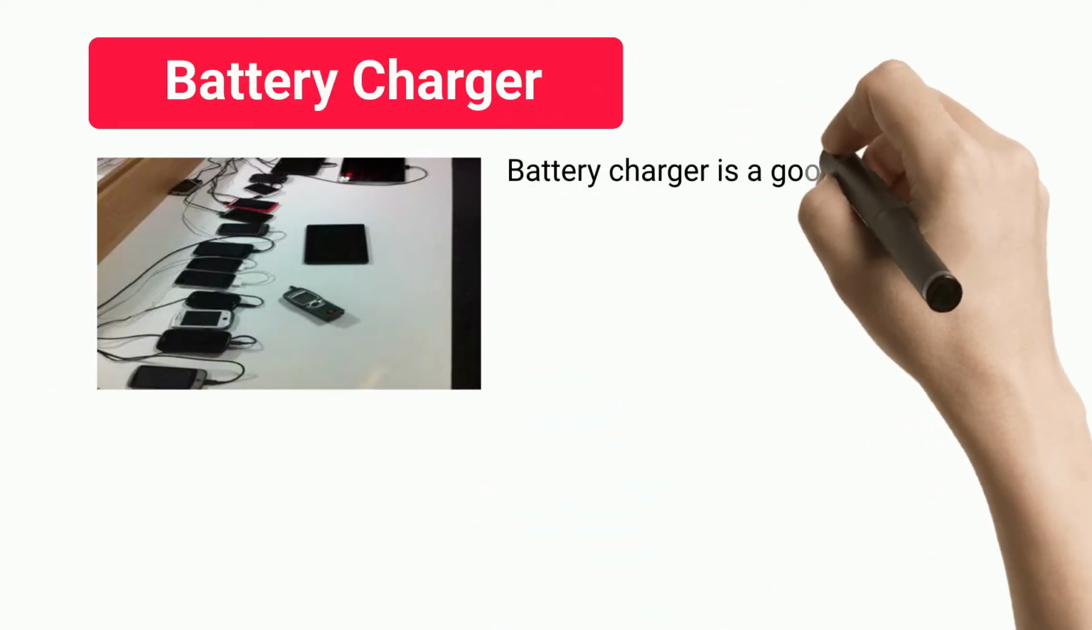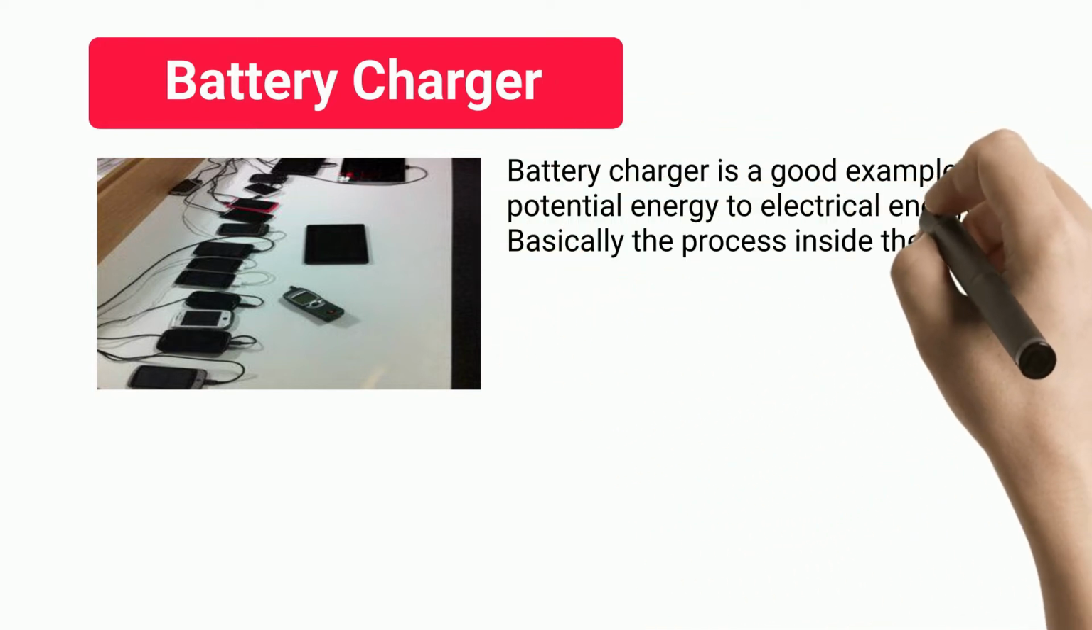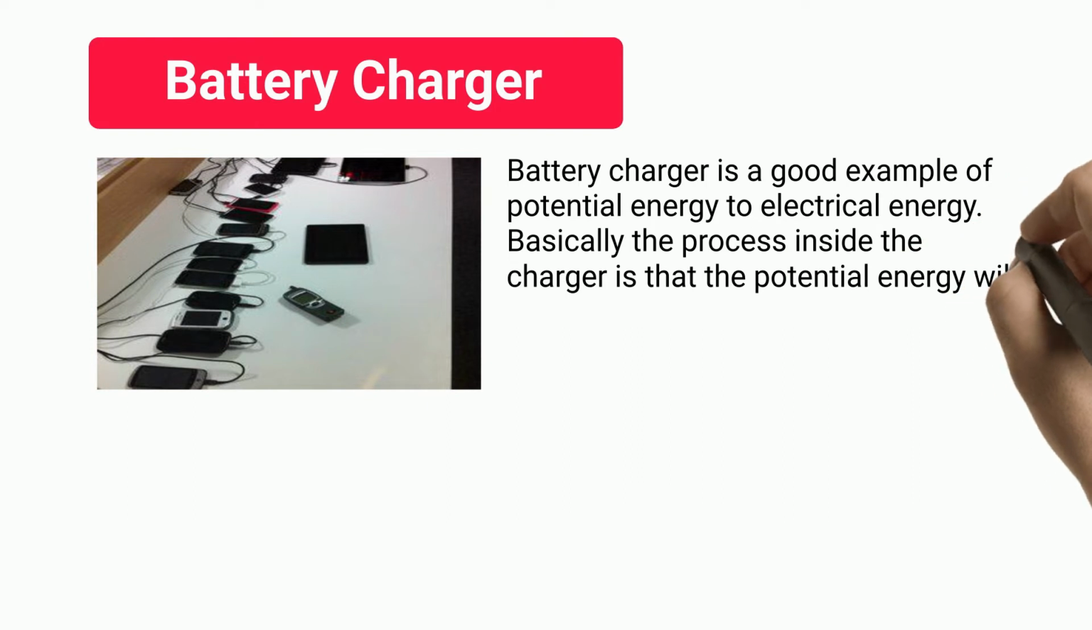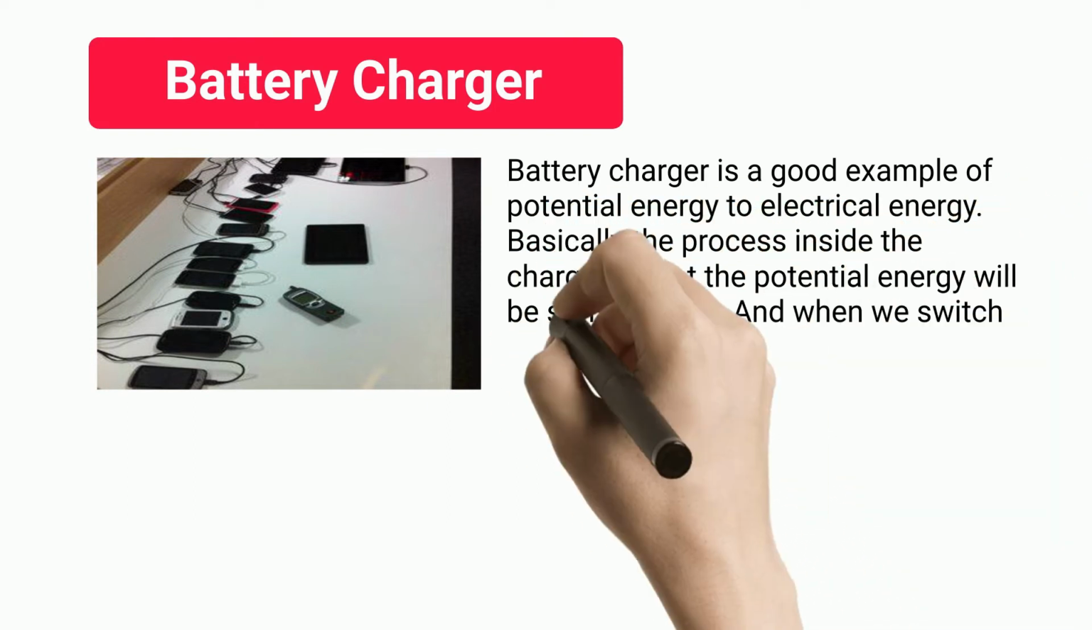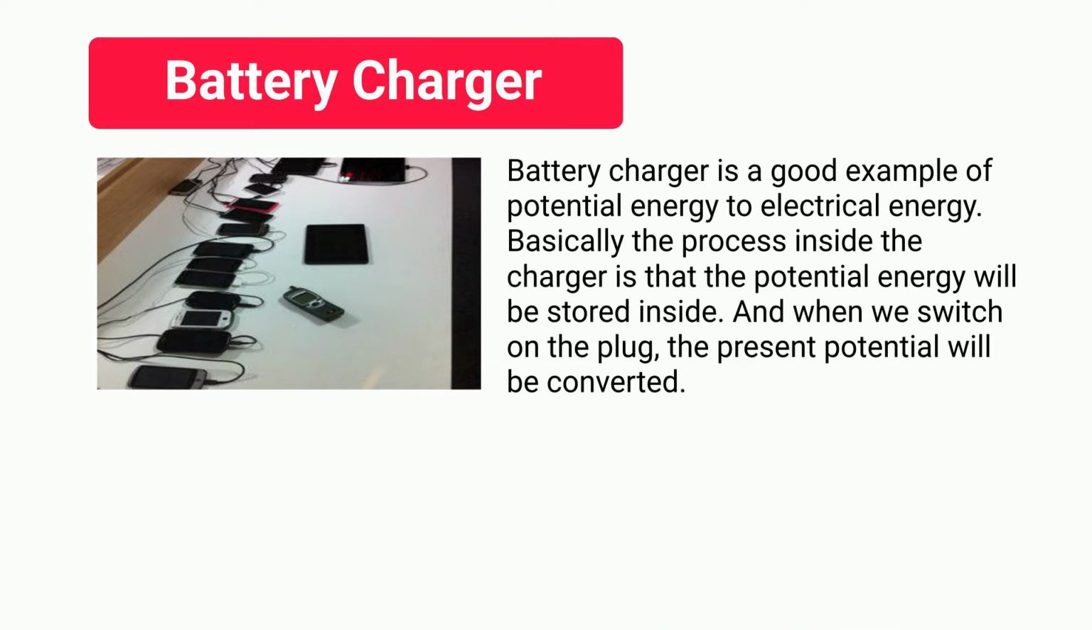Battery charger. A battery charger is a good example of potential energy to electrical energy. Basically, in the process inside the charger, the potential energy is stored inside, and when we switch on the plug, the stored potential will be converted.